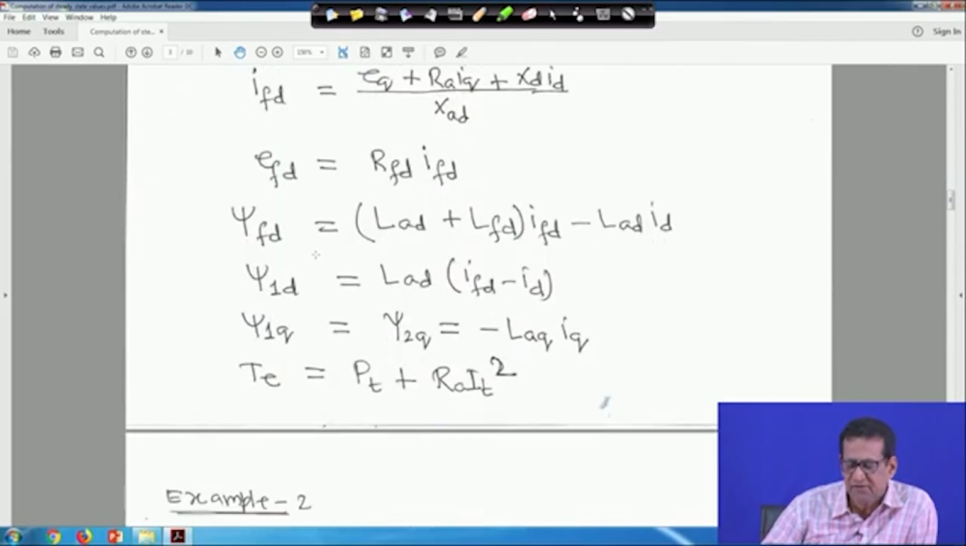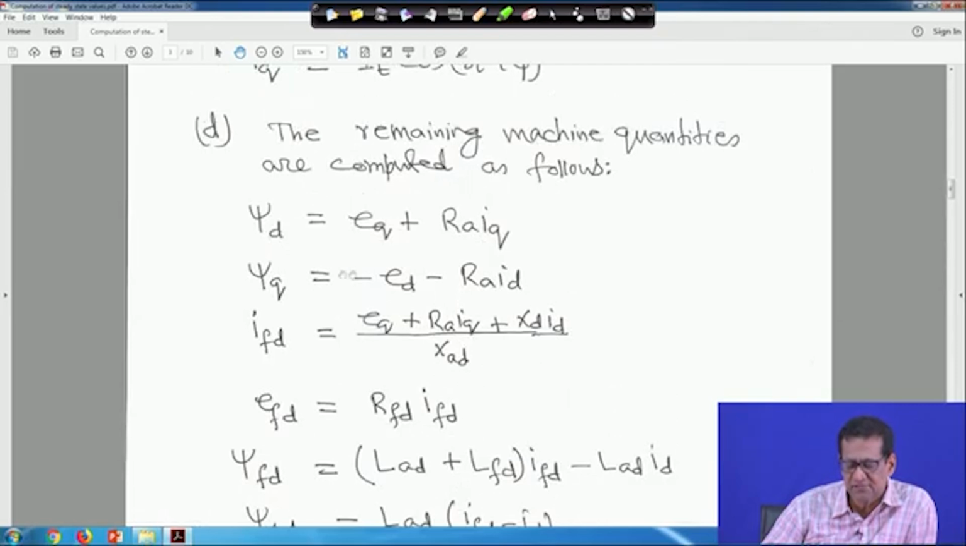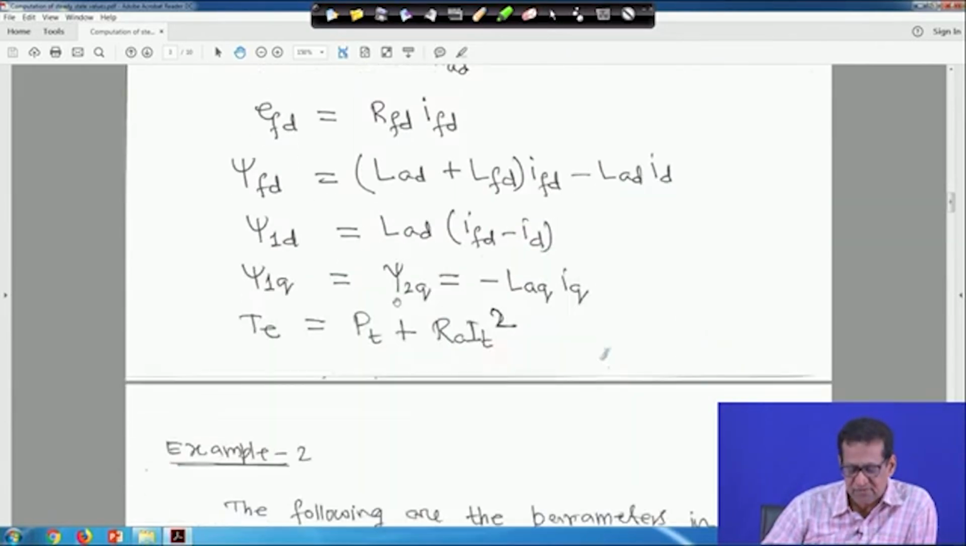Now, psi FD is equal to (LAD plus LFD) IFD minus LAD ID. Similarly, psi 1D, we are assuming one armature winding on D axis, will be LAD into (IFD minus ID). Similarly, psi 1Q is equal to psi 2Q is equal to minus LAQ IQ, right, and torque TE is equal to PT plus RA IT square. All these equations written here have been developed and given in the previous lectures, right. So, with this we will take one small example.